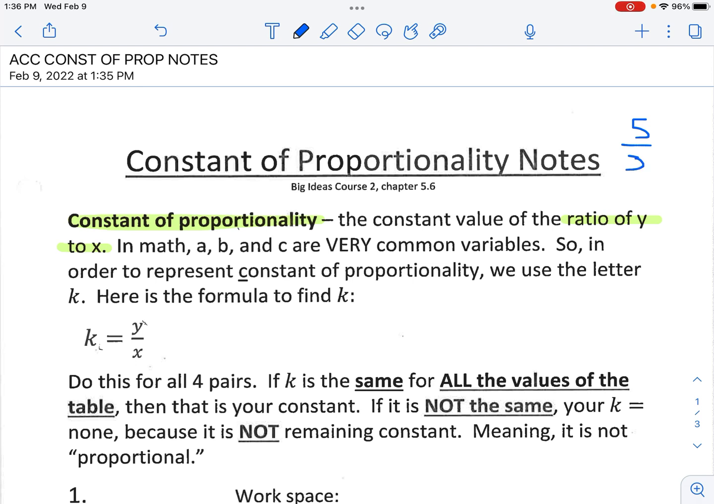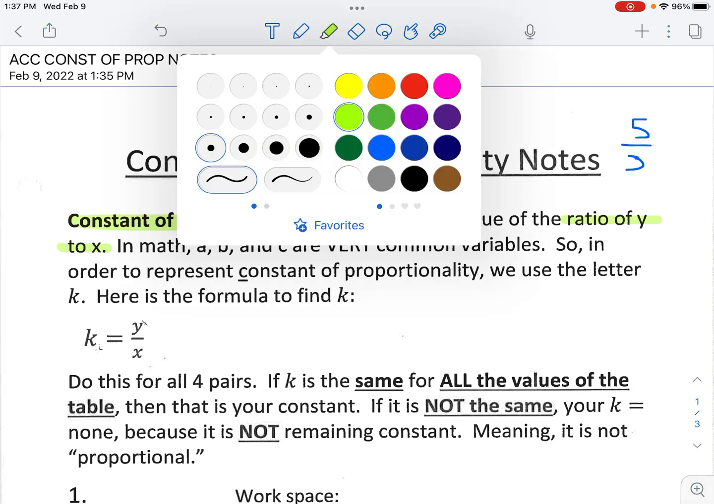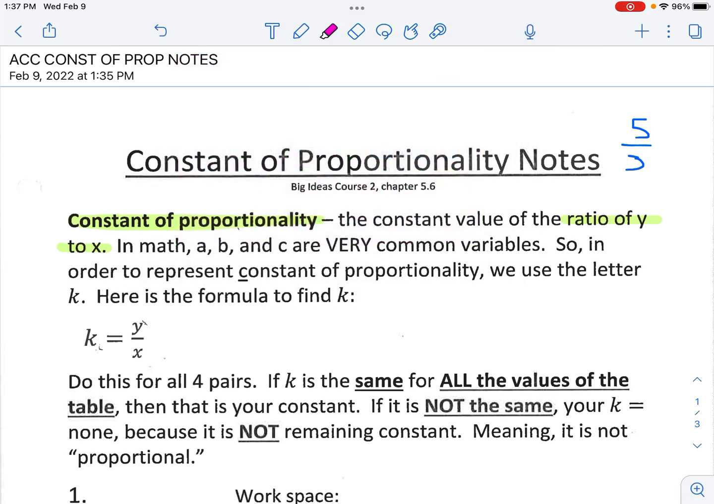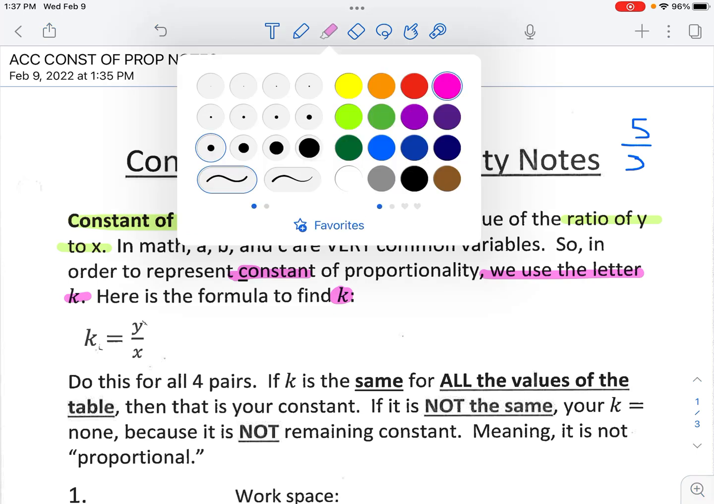In math, A, B, and C are very common variables. So we're not going to use A, B, or C for constant of proportionality. In order to represent the constant of proportionality, we don't want to use a C, so we actually use the letter K. So from now forward, anytime in math class that you see the letter K, that is going to represent the constant of proportionality.